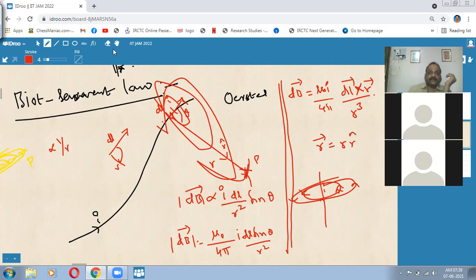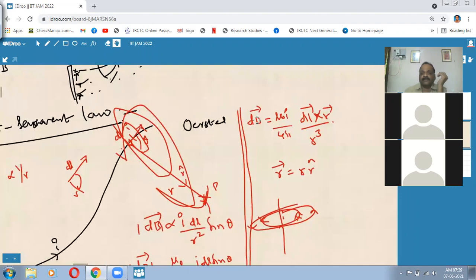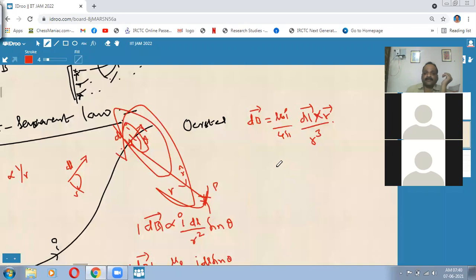So how much will be the magnetic field? We have calculated dB for a small element of length dl. Now what is the total field due to the entire wire? It is obtained by integrating this formula: B bar equals integral dB bar, which equals mu naught I by 4 pi, integral dl bar cross r bar by r cube.